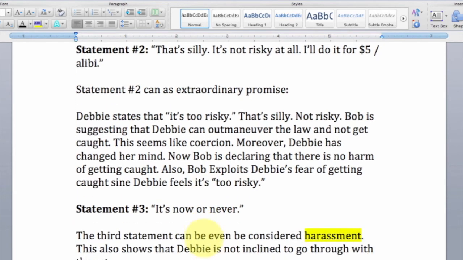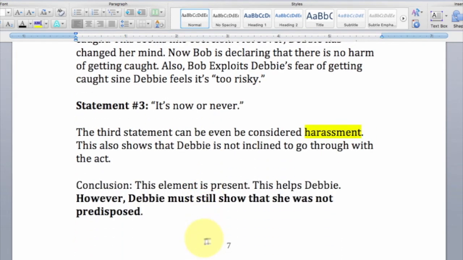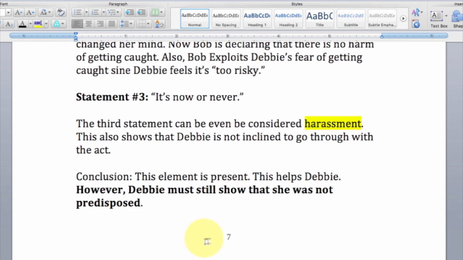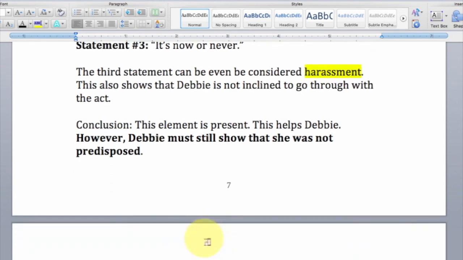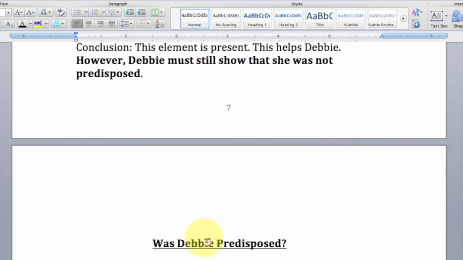And then for the third statement, Bob says it's now or never. And that kind of sounds like it's just harassment on his part. So I'm going to say that there is inducement on the part of the government. So far so good for Debbie.